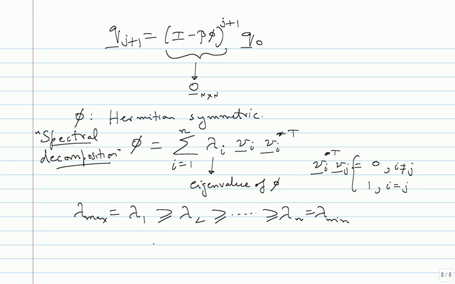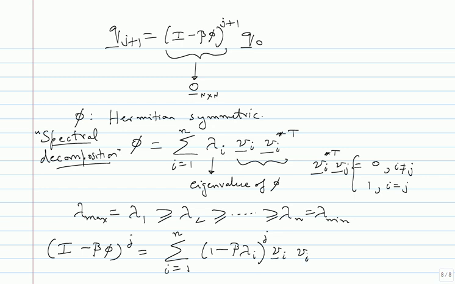Okay, so now you go in and do I minus beta phi raised to the power j. What do you think you will get? Once you start using the orthogonality property, you'll see that when you raise this matrix to the power k, it continues to remain as itself, and the only thing that gets modified is the eigenvalue, which gets raised to different powers. So eventually you'll get I minus beta phi to the power j equals summation i equals 1 to n of (1 minus beta lambda i) raised to the power j, v i v i conjugate transpose.